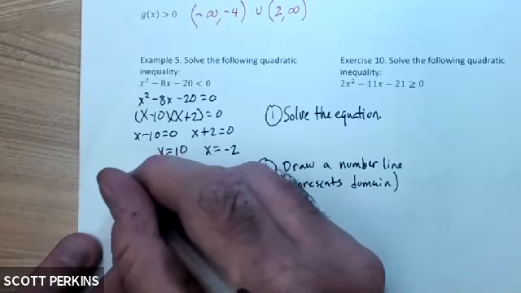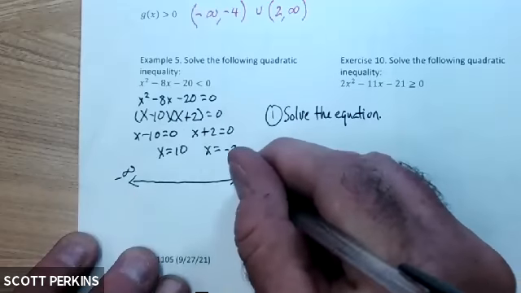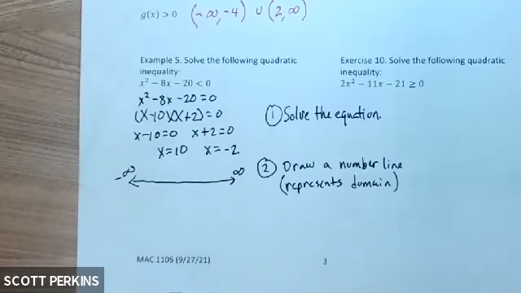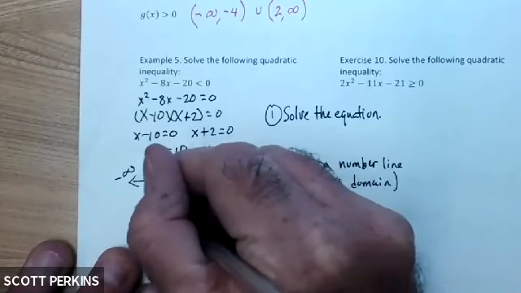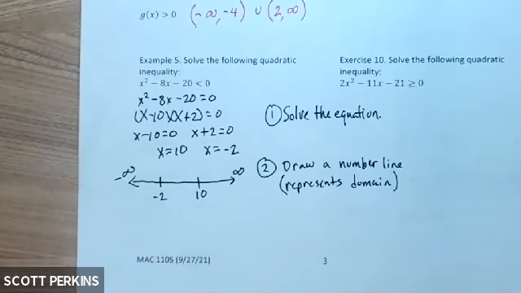So I am going to draw a number line here that represents negative infinity to positive infinity. And what I'm going to do is represent on that number line the two places where it's equal. It's equal at -2 and at 10. Number order on the number line is very important. Are you tracking with me?